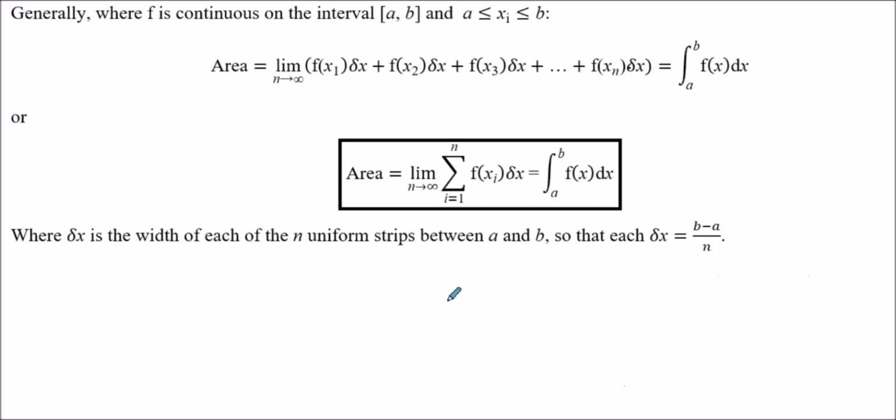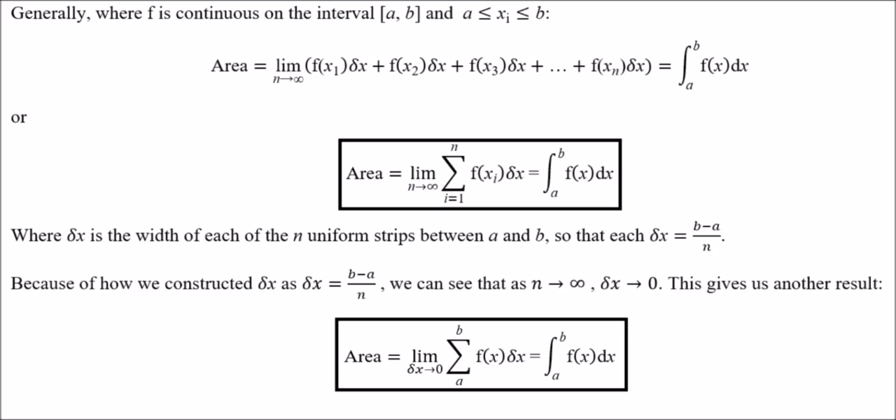This gives us another result though. So because we defined delta x as b minus a over n, you can see here that as n goes towards infinity, delta x will go towards 0. And so we can think of this in terms of another limit, not a limit in terms of n, but a limit in terms of delta x. And so the area of all the strips as delta x approaches 0 is the summation between b and a of a function multiplied by delta x, which becomes the actual integral between the two limits b and a.